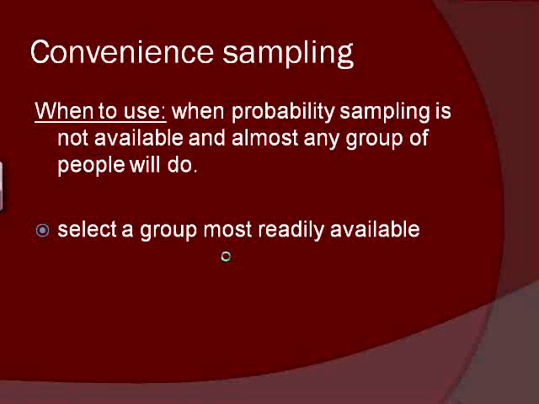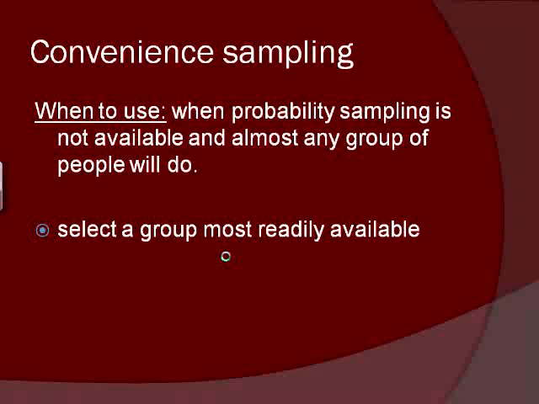Another example is oftentimes researchers go into college classrooms and they will ask students in different classrooms to participate in their studies. So they are simply picking up whoever is available to participate. That's why it's called convenience, because it is convenient. And almost any group of people will do. And we use this method when probability sampling, the more sophisticated, mathematically grounded method of sampling, is just too difficult or too expensive to carry out.